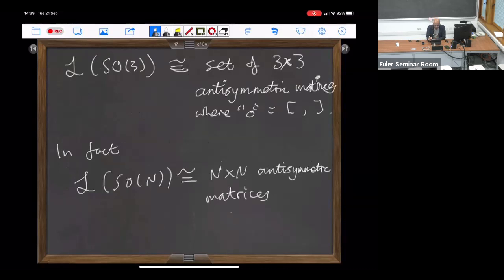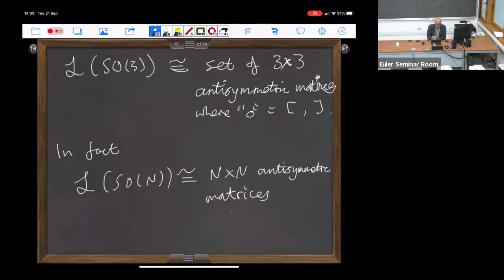All right, now, if you remember when we did SO3, the algebra, we pointed out that the algebra is naturally thought of as the set of 3 by 3 antisymmetric matrices, where the algebra product is the commutator of these matrices. So it's not just matrix multiplication when we're talking about the Lie algebra, it has to be the commutator.